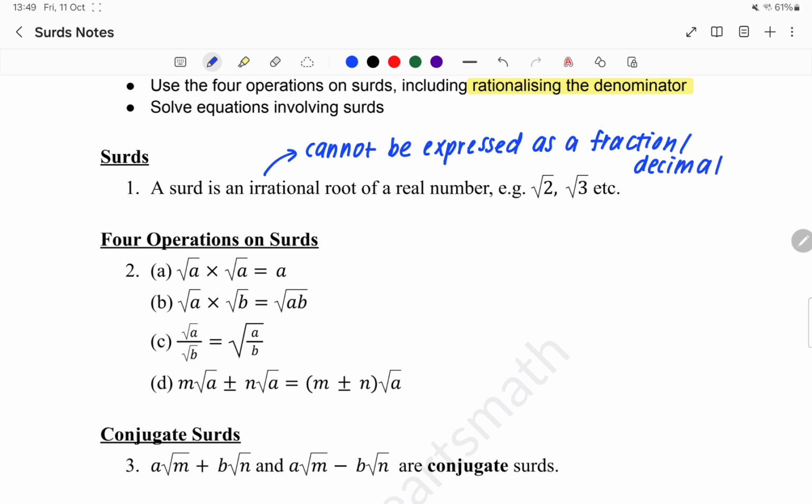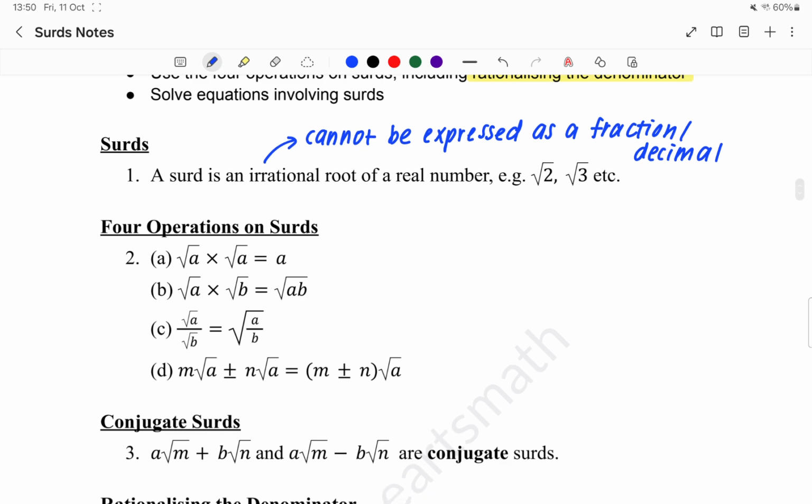That's why the examples that I gave you are things like root 2, root 3. Because when you type this into your calculator, you get an infinite number of decimal places, and you cannot express this as a fraction at all. So it's irrational. Things like root 4, root 9 are not surds because you can express them as fraction or decimal. When you calculate root 4, you get 2, calculate root 9, you get 3. So that's what a surd is: irrational roots of real numbers.